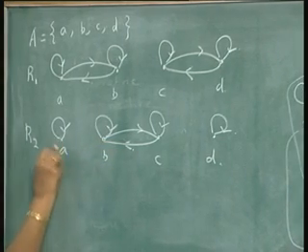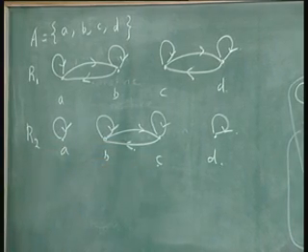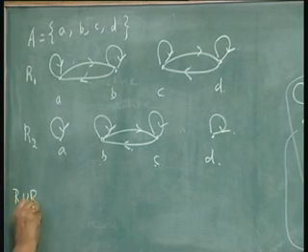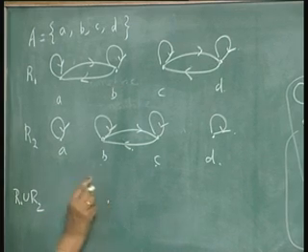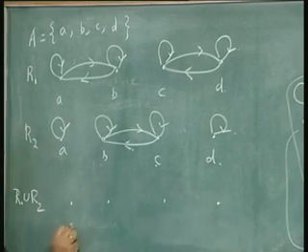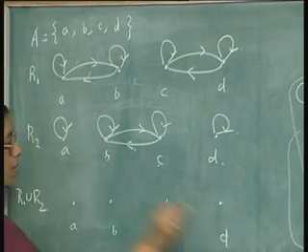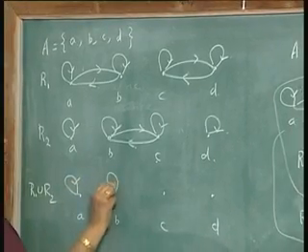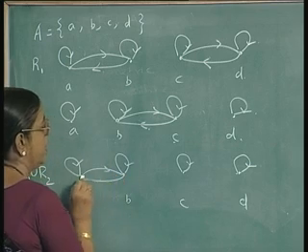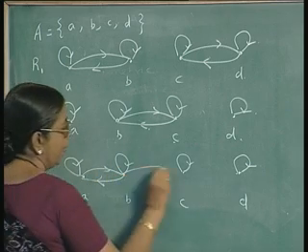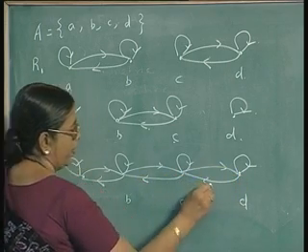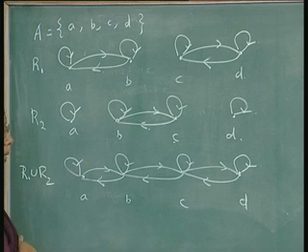Here A is one equivalence class, B and C are in one equivalence class, D is in one equivalence class. Now, what can you say about R1 union R2? R1 union R2 will have all the arcs present in this or this. It will have self loops at all nodes. It will have this because it is in R1, it will have this because it is in R2, it will have this because it is in R1. This is R1 union R2.